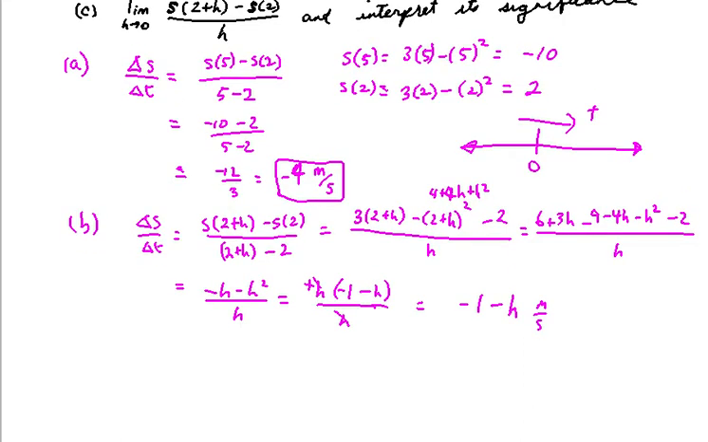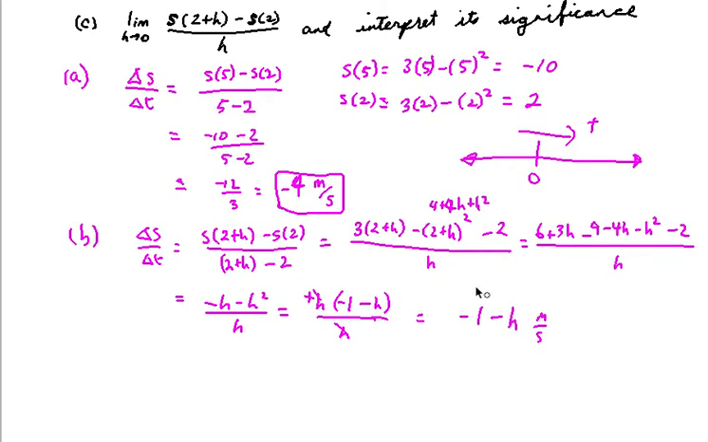All right, now let's find the limit of this. What's the limit of this? The limit as h approaches 0 of this expression is really just the same as this expression, isn't it? What's minus 1 minus h? I can just solve this limit by substituting, and I end up with negative 1. By plugging 0 in here, I end up with minus 1 meters per second.